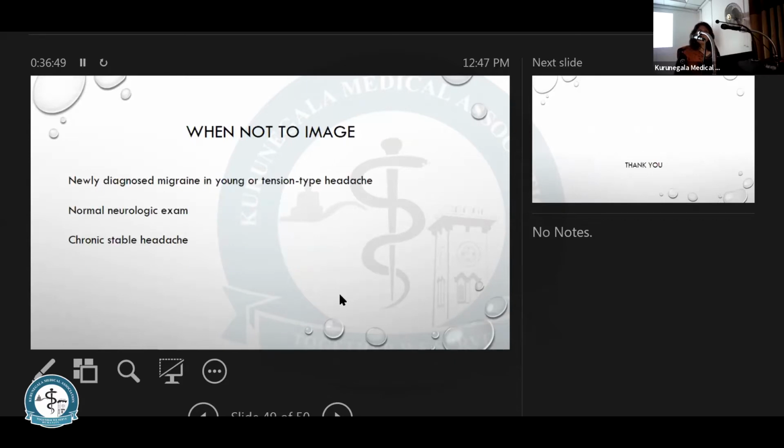So when not to image, and this is my take-home message slide. Patients who are newly diagnosed with migraine or young tension-type headache patients, you don't need to image them. Usually our patients come with a 1 week history asking for a CT. So no, you don't need to image them. And if the patient has a normal neurological examination, and patients who have chronic stable migraines, you do not need to image them.